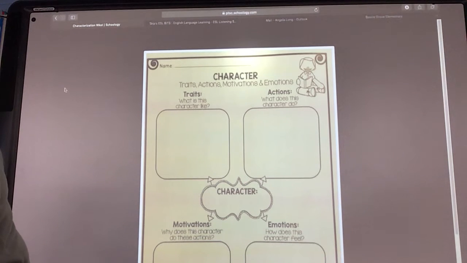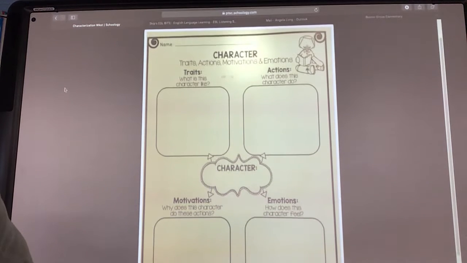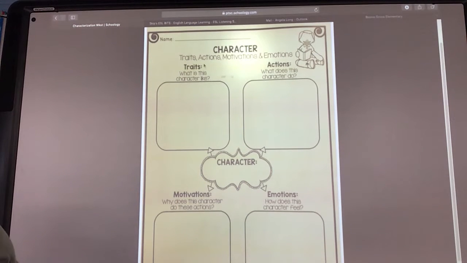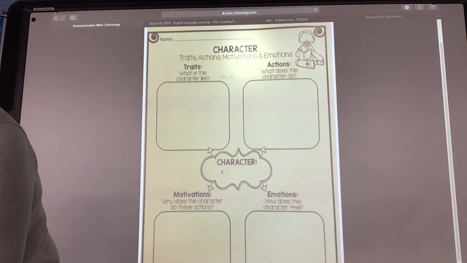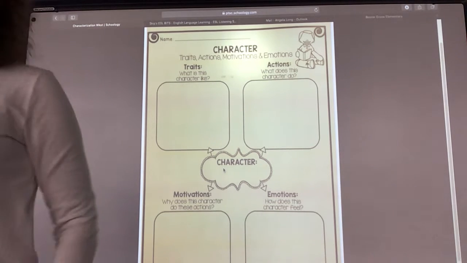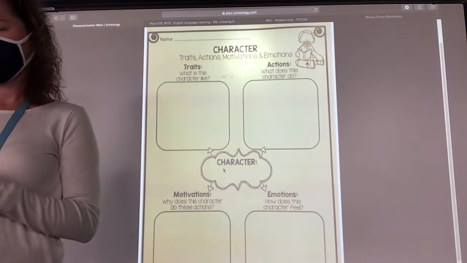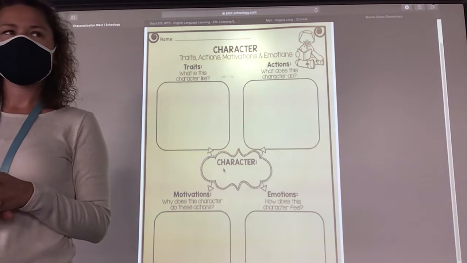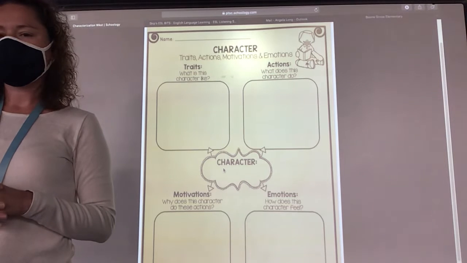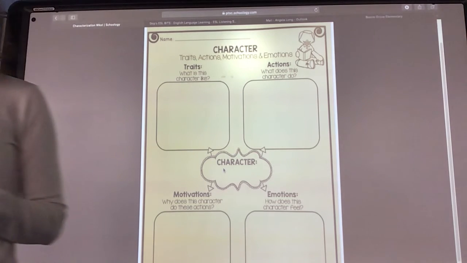Are you seeing it? Yeah. Okay. So there's a chance I didn't publish it. So traits, actions, motivations, and emotions we're going to look at here. So in the character spot, you're going to write, you might put adult Billy, okay? Because we're focusing on him right now. We don't know Billy yet as a child. So Billy as an adult goes in the character spot.